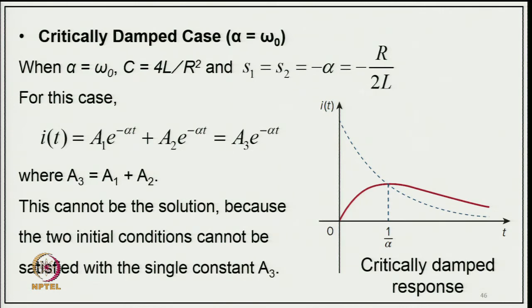Now, the second case we call critically damped, when alpha equals omega0, which is nothing but C equal to 4L upon R square. That is the relation between the components of the RLC circuit, and we have S1 equal to S2 equal to minus alpha equal to minus R upon 2L. For this case I(t) will be A1 e to power minus alpha t plus A2 e to power minus alpha t, and this will be A3 e to power minus alpha t, because e to power minus alpha t can be taken out, where A3 equals A1 plus A2. This cannot be a solution, because the two initial conditions cannot be satisfied with the single constant A3. This is what we call the critically damped response, and we can say the peak will appear at the time t equal to 1 upon alpha.